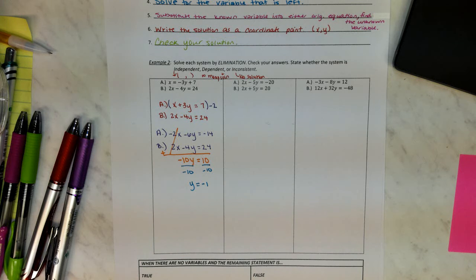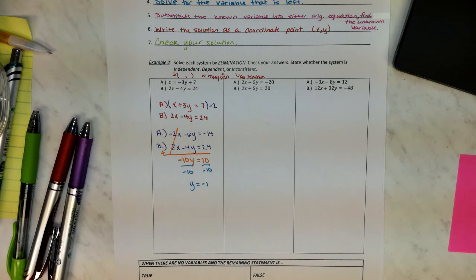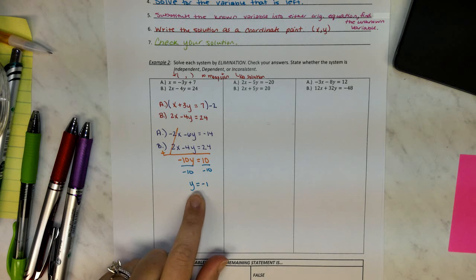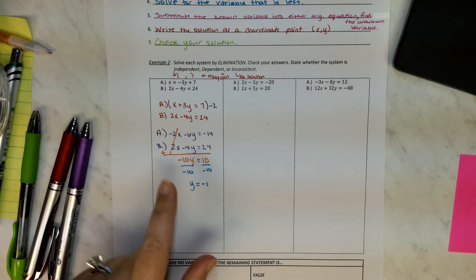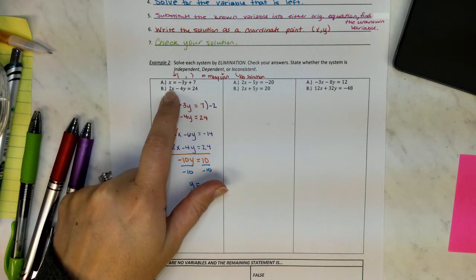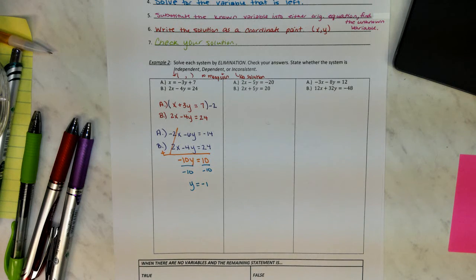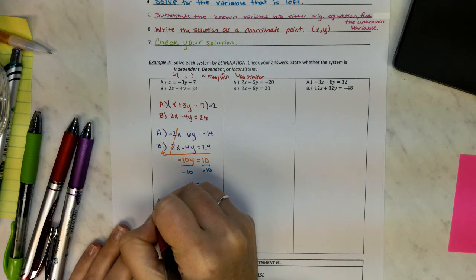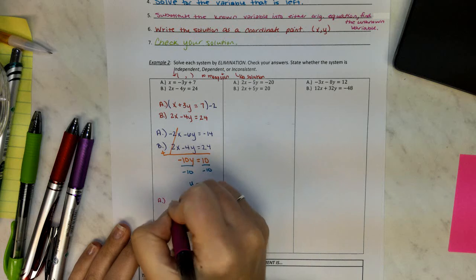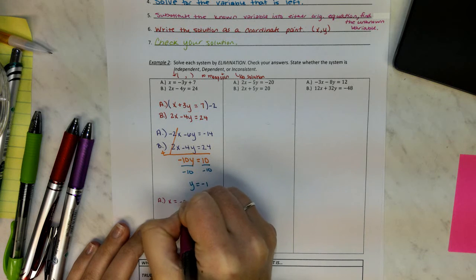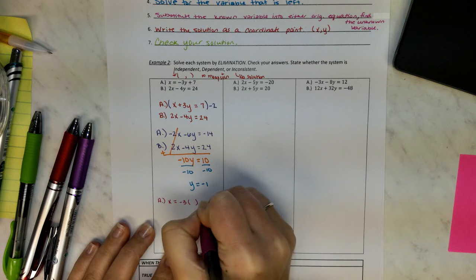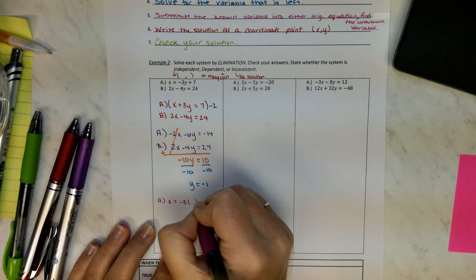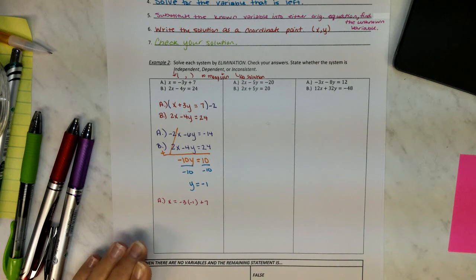Now that we have y, our next step, step 5, says to substitute the known variable, which is y, into one of the original equations. So we can plug it into A or B and solve for x. I'm going to choose to plug it into A. It does not matter which one you plug it into. So here we have x equals -3, y we know, plus 7. The y that we know is -1.